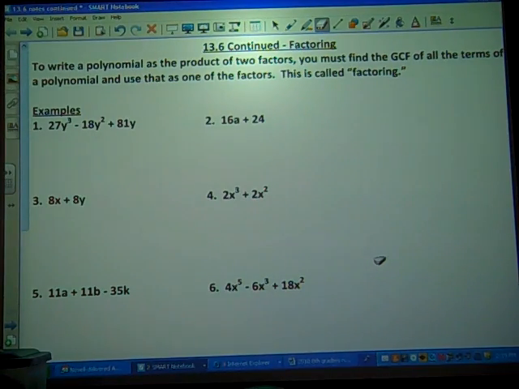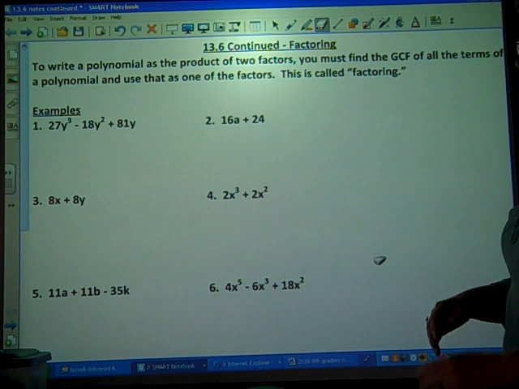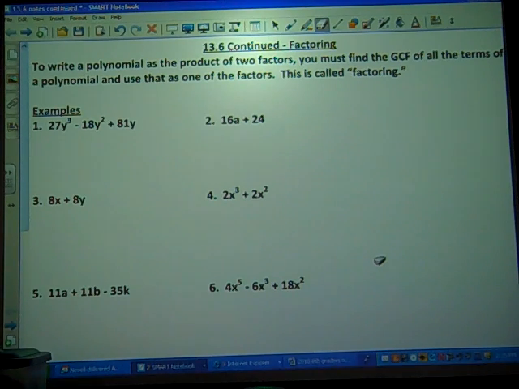Hopefully. Okay, we are doing 13.6 continued. Hopefully you have your blue notes with you, and they are on the back side of what we did today, or what we did yesterday, depending on when you're watching this video. Okay, so first of all, we're going to write a polynomial as a product of two factors.